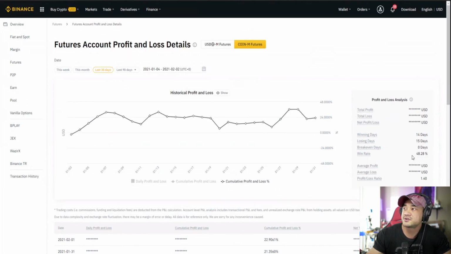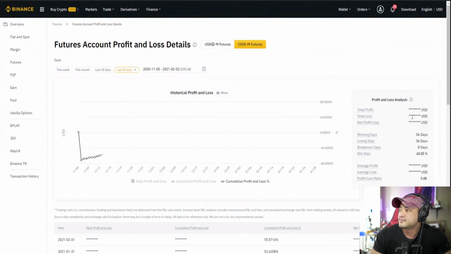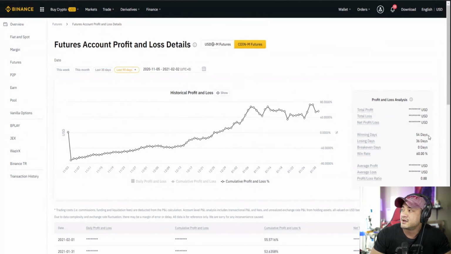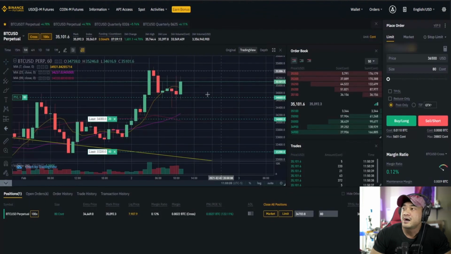But this is one of the nice features about Binance. You can go back all the way to 90 days. In my 90 days, I've had 54 winning days, 36 losing days, a 60% win ratio, and 0.8 profit and loss. So I've still won more than I lost by a factor of 0.88. So anyway, I highly recommend Binance.